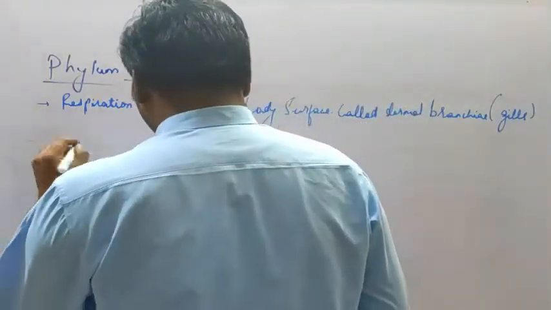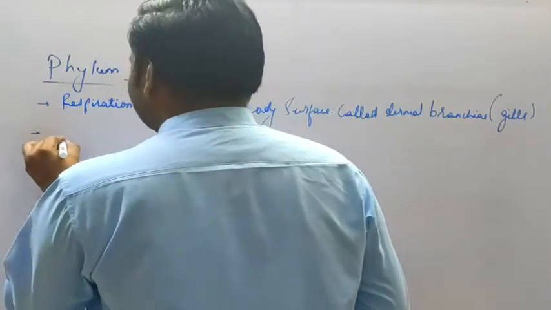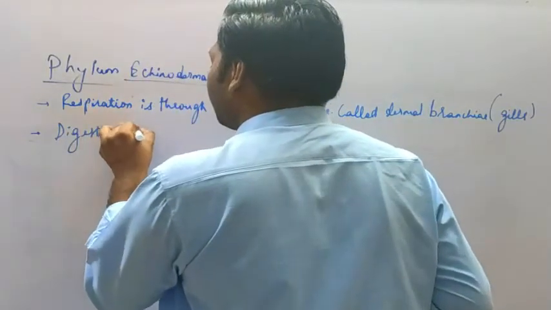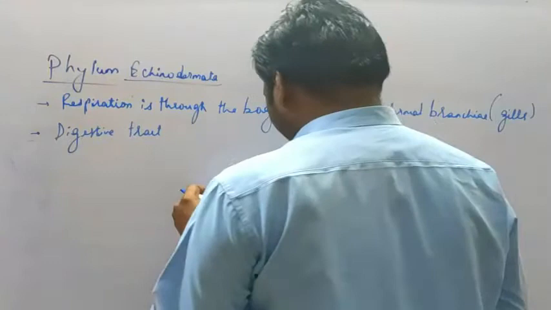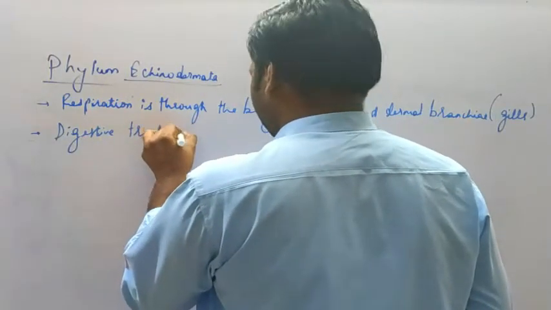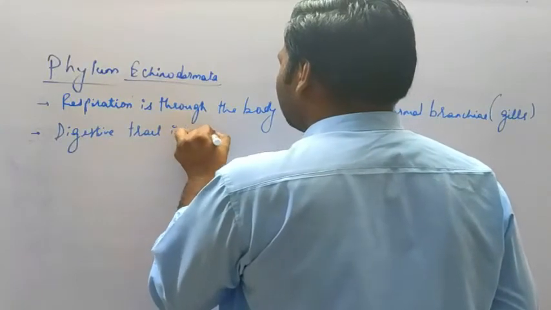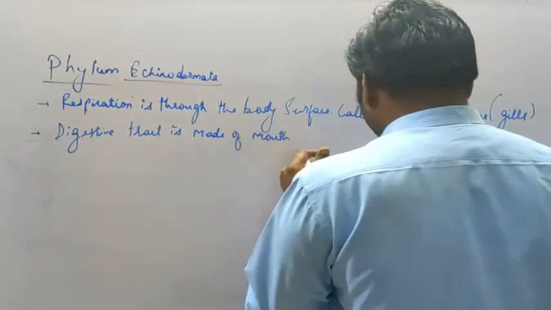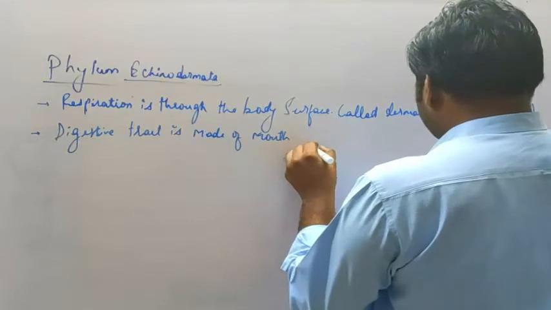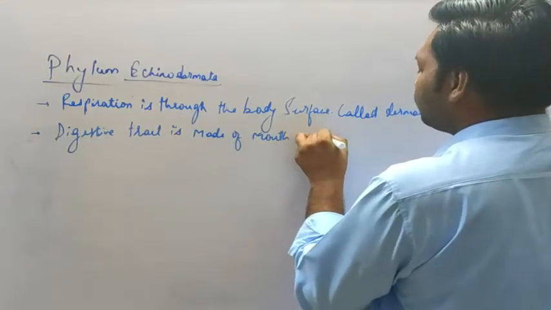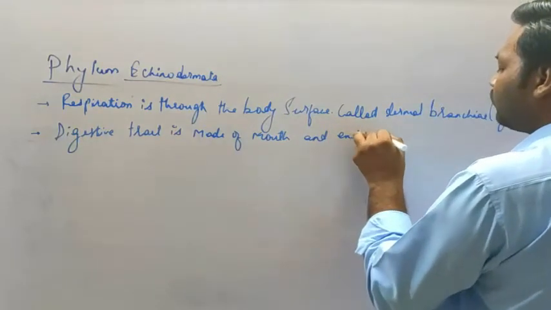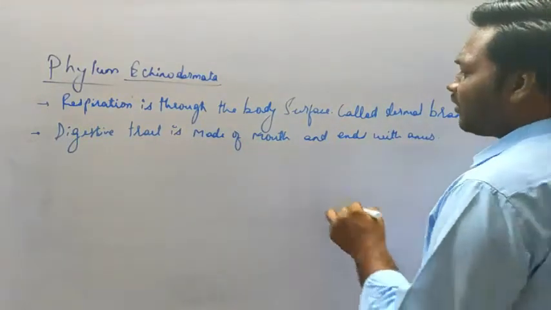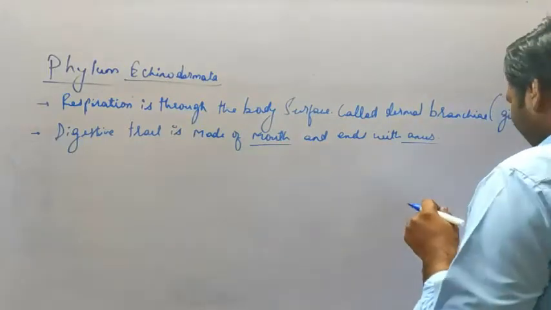Okay, the next, the digestive tract is made of mouth and ends with anus. So the digestive tract consists of the mouth, that is the anterior part, and the posterior part, that is the anus.